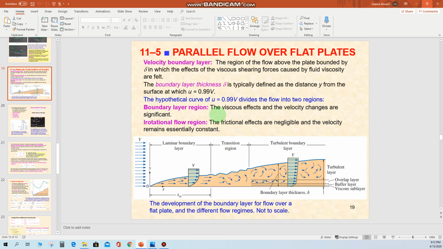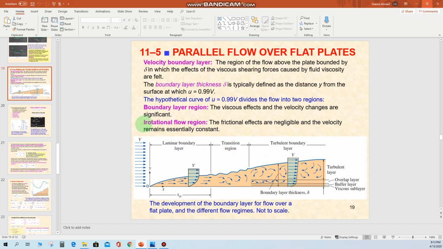What we have in this region is that the viscous effects and the velocity changes are significant. Now in this region, we see that there is viscosity, and you can see that there is a change in the velocity. So the layer of the fluid that is close to the surface of this flat plate will have the maximum value for the friction and the viscosity, and it will have the minimum value for the velocity. But as we move away from the surface of the flat plate, the viscosity will decrease and there will be a slight increase in the velocity of the fluid over this plate. Okay, so we can have this kind of velocity profile in this region.